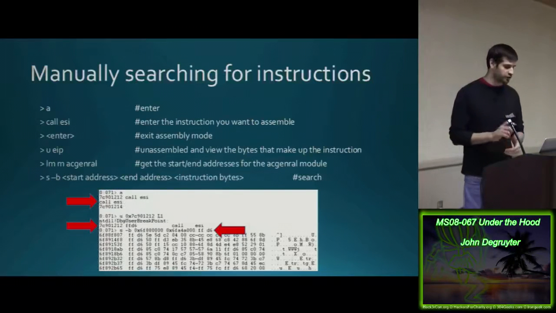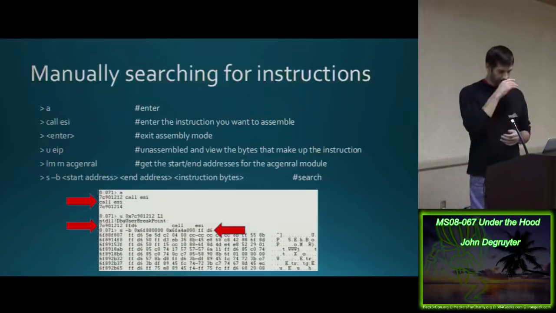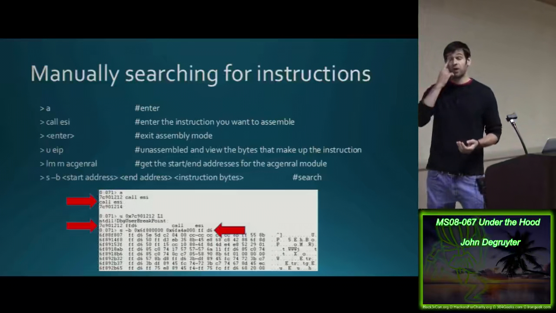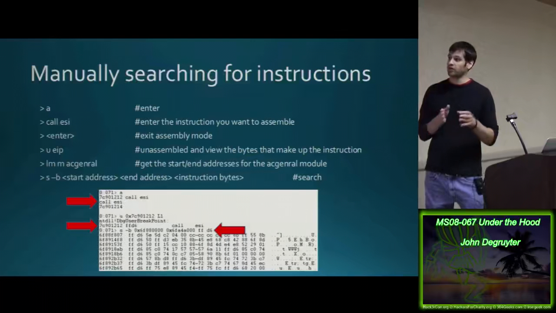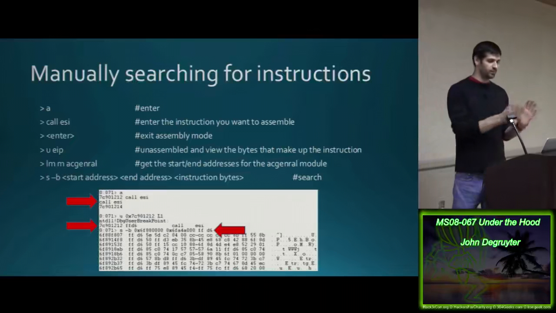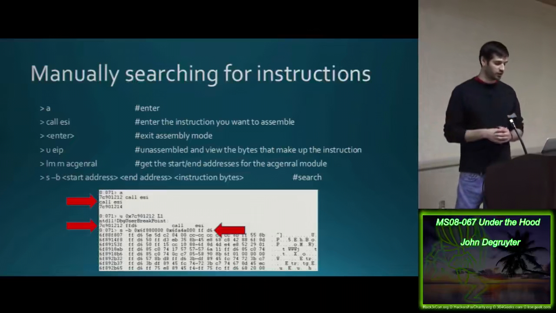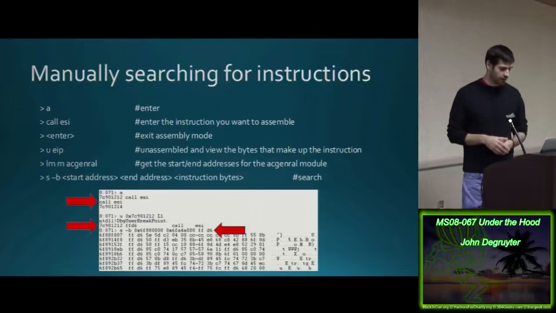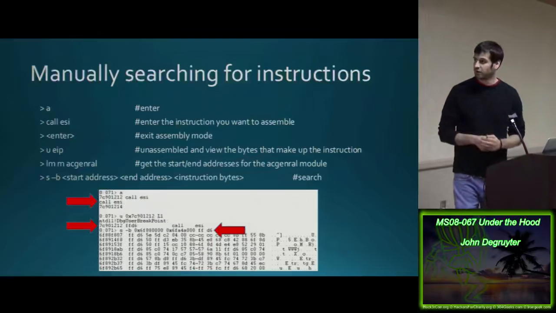So you can just do U EIP to unassemble it again, and you can see the bytes that make that up. So here it's FFD6. Now I have a quick way to find out that call ESI looks like FFD6 as far as the bytes go. And then I can use that search functionality again and search either a particular DLL or the whole process for call ESI. And that's what I do here, and it gives me a list of different locations where I see FFD6.